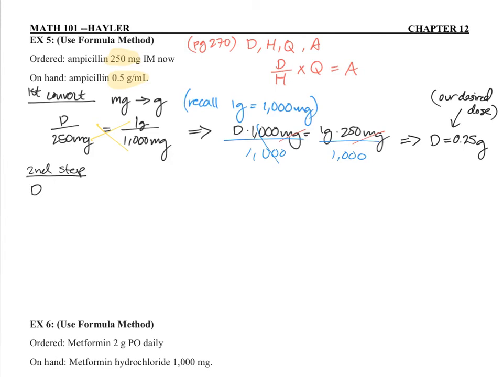So what is our D value? D is the desired dose, which is 0.25 grams. We solved for that over here. Now we need H. H is the dose on hand. So what do we have on hand? Well, we have 0.5 grams.